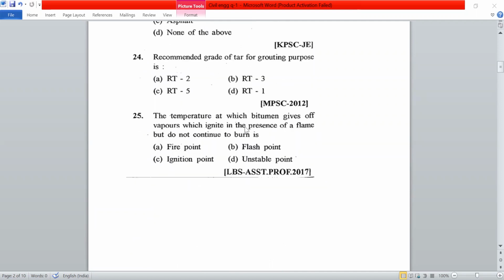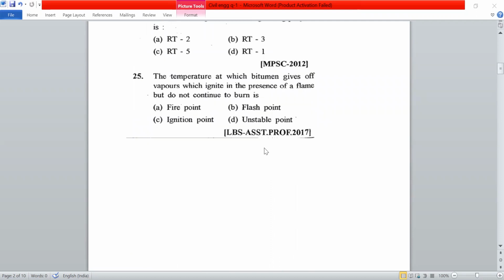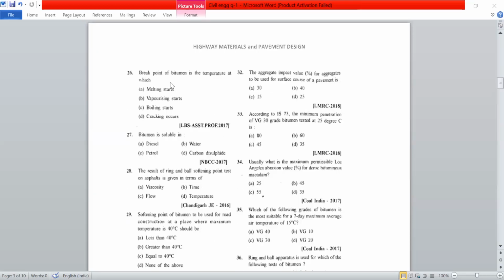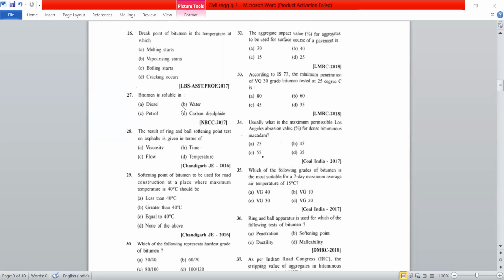The temperature at which bitumen gives off vapors which ignite in the presence of a flame but do not continue to burn is called flash point. Break point of bitumen is the temperature at which boiling starts. Sorry, the right answer is cracking occurs. Bitumen is soluble in carbon disulfide.